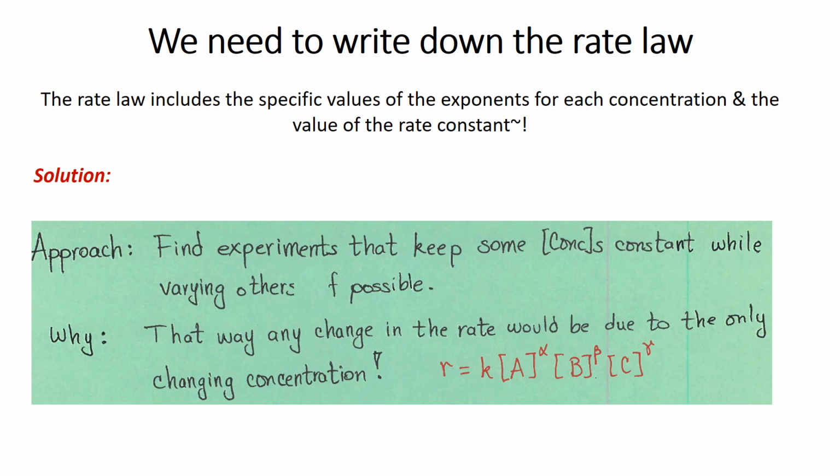Why do we want to do this? Because in that way, we ensure that if the rate is changing, it's only changing due to the concentration that is being modified. The other ones are constant, so they don't have a net influence on the rate of reaction. The rate changes only because of the concentration that is changing.